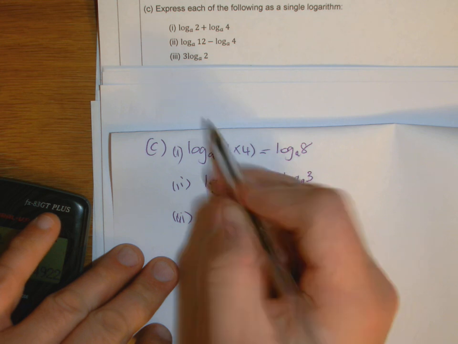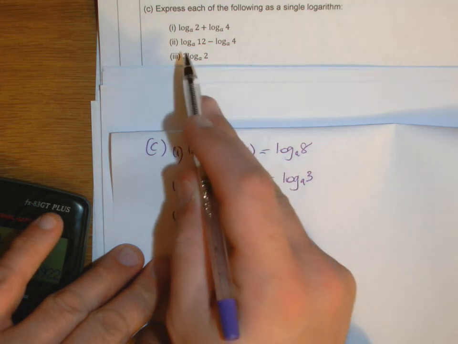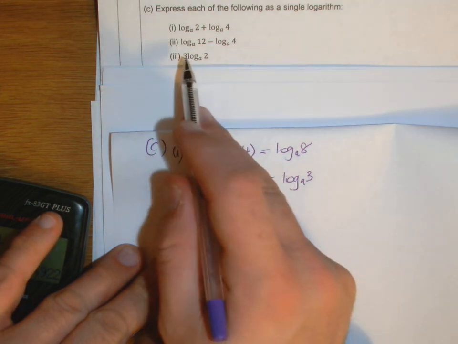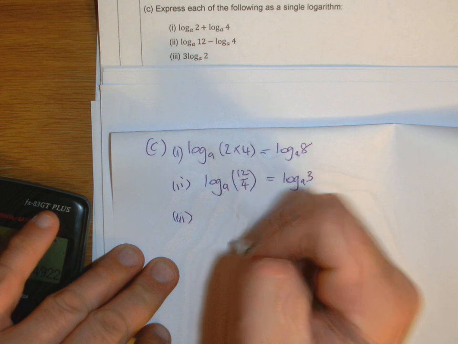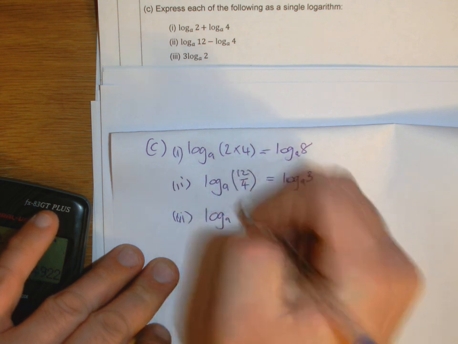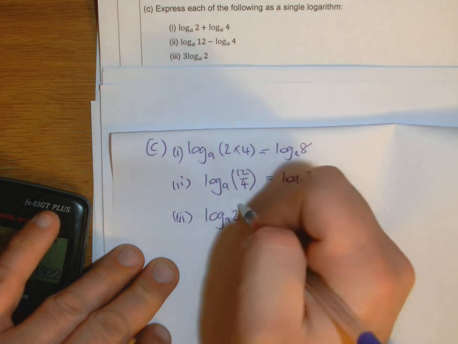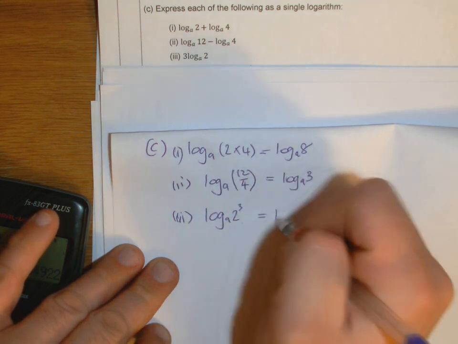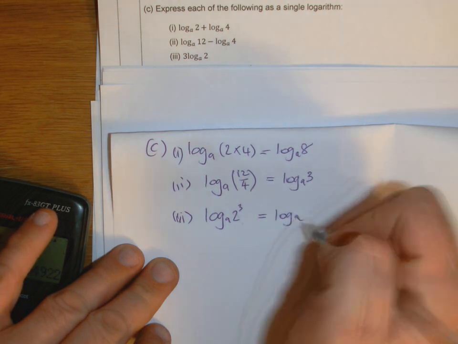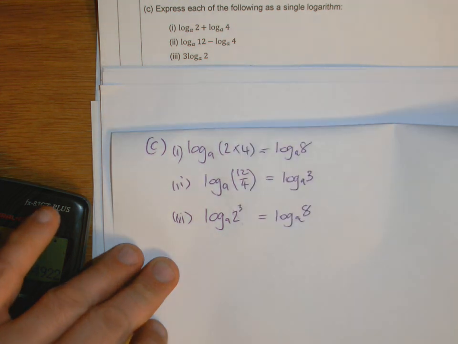Now number 3 then. This is a single log. Now we've got a number in front of that log. We want to get rid of it. Because you're timesing it by that log, you can take it up as a power. So it'll be log to the base a of 2 to the power 3. And of course you can work that out. Log to the base a of 2 cubed is 8. And you've got your answer.